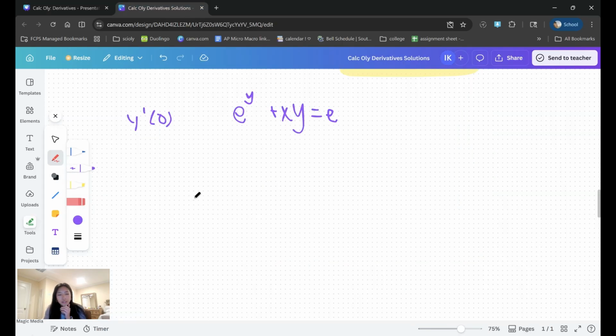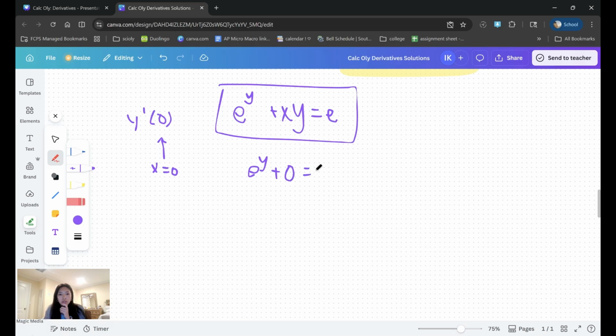So the first thing I'm going to do is, this equation right here is our original equation, right? And we're given that x equals 0. So I'm going to plug x equals 0 into this equation, and I'm going to get, so e to the what power equals e? y has to equal 1, right? And so from this, we know that when x is 0, y is equal to 1.